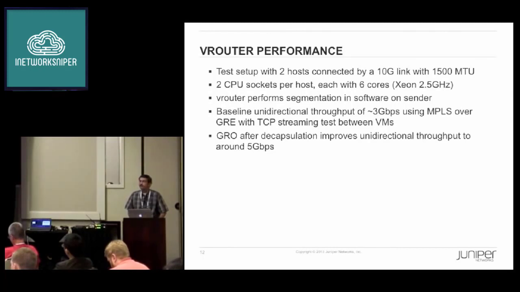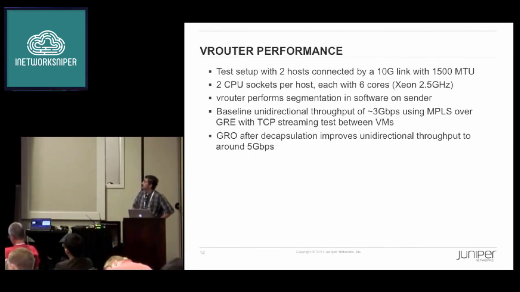And we are not depending on any of the segmentation capabilities of the NIC. So we want to be able to handle the lowest common denominator. So we do segmentation in software. And with that, we get a baseline performance of 3 gigabits per second using MPLS over GRE when we run a TCP streaming test between the VMs.